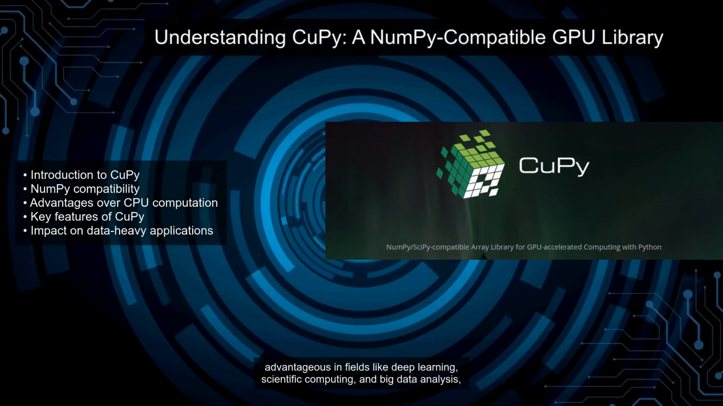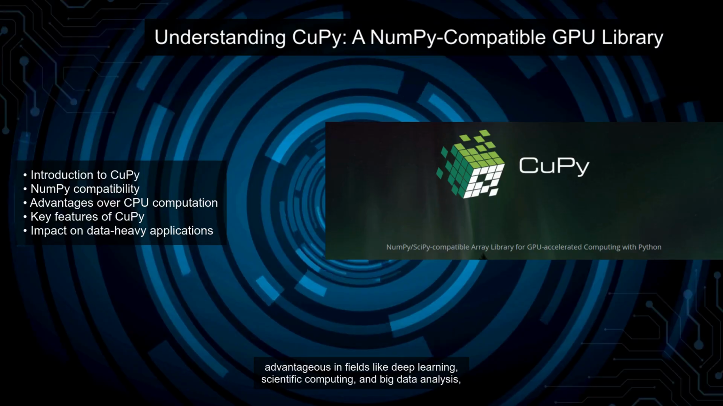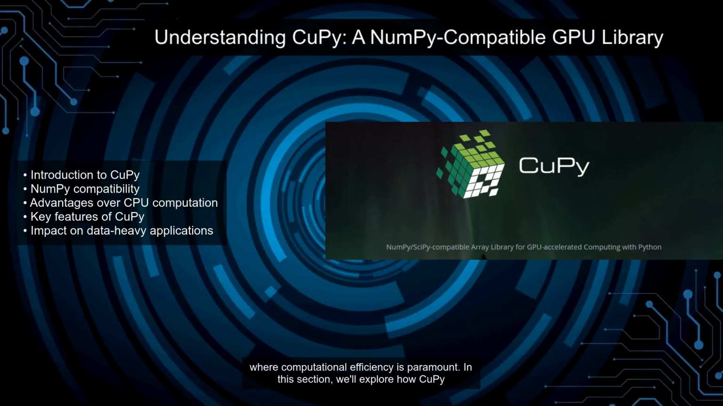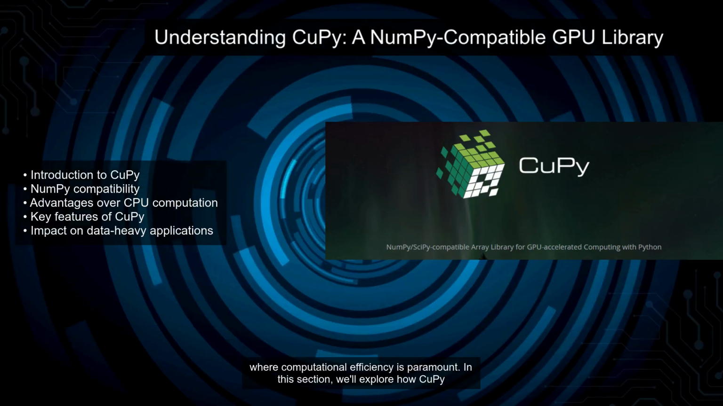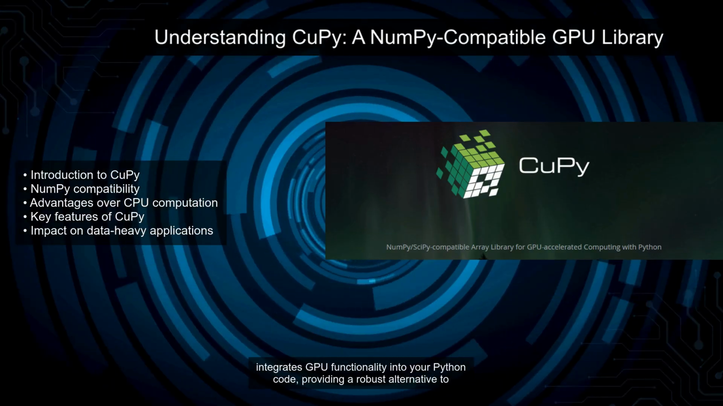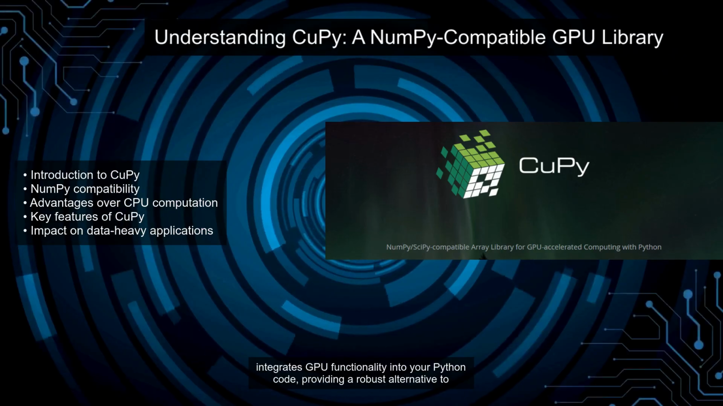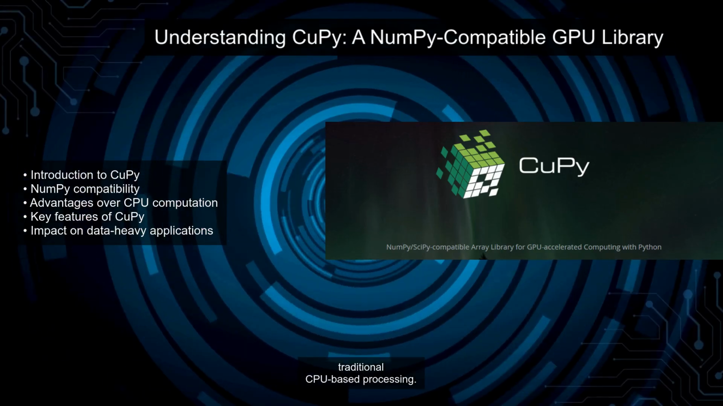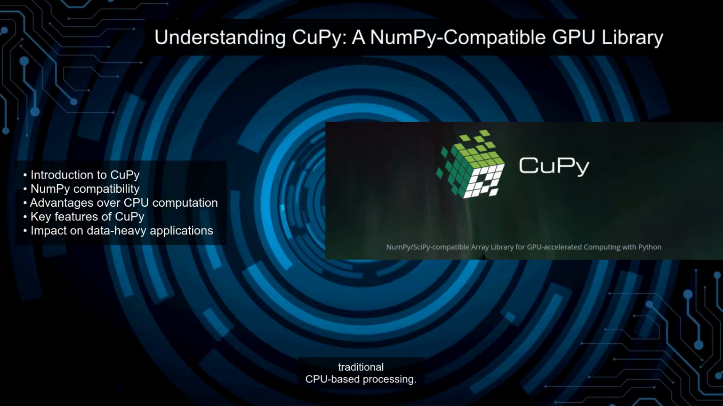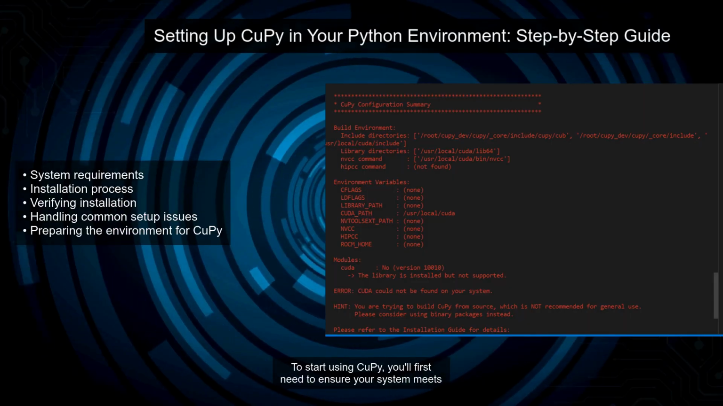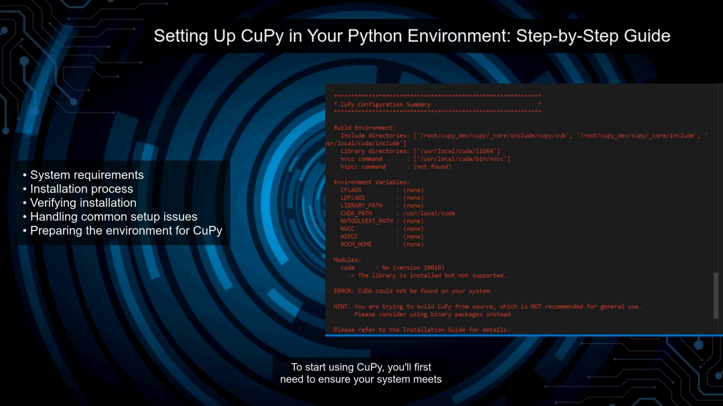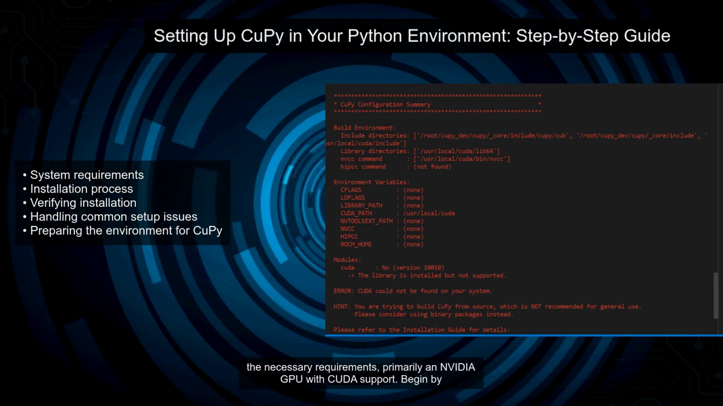CuPy is particularly advantageous in fields like deep learning, scientific computing, and big data analysis, where computational efficiency is paramount. In this section, we'll explore how CuPy integrates GPU functionality into your Python code, providing a robust alternative to traditional CPU-based processing.